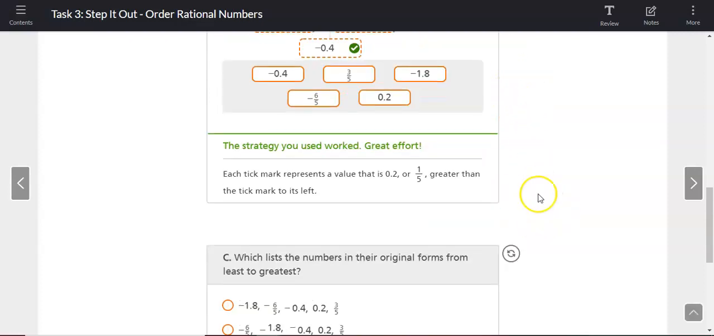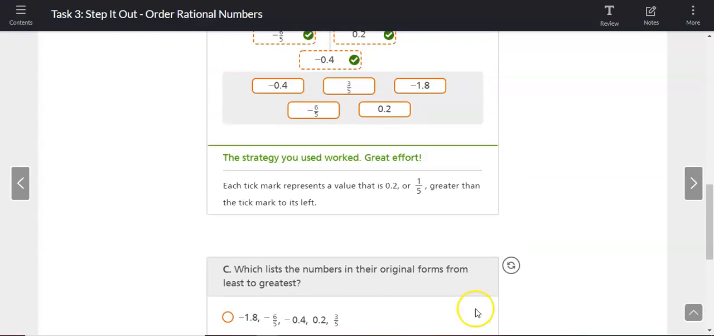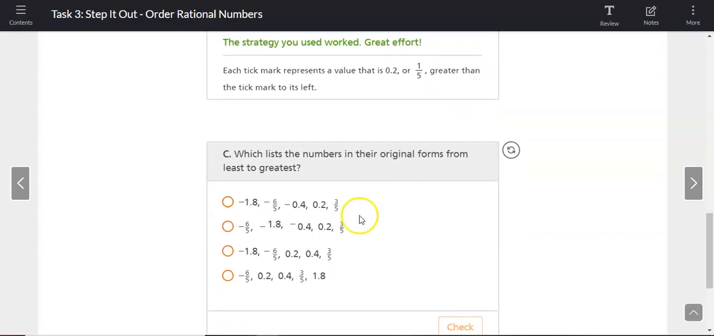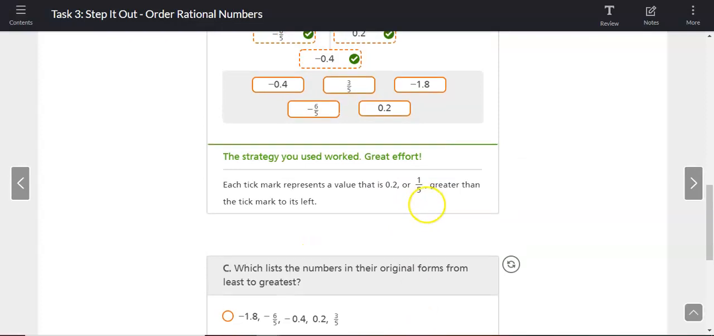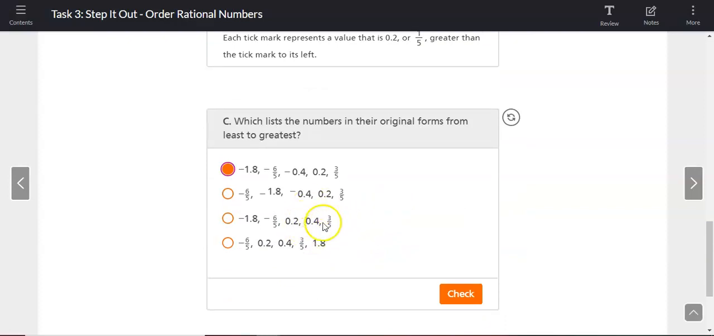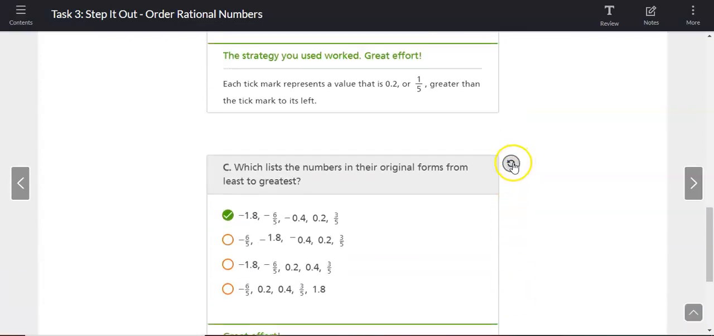Just like that. Now we're going to have to list numbers in the original forms from least to greatest. So if we look back up here, we're going to start at -1.8. We have 2 options here for that one, so we're just going to look there. And we next go to -6/5. And then we're going to go to this one. This one's not right because it keeps the 0.4 as a positive and it should be a negative.